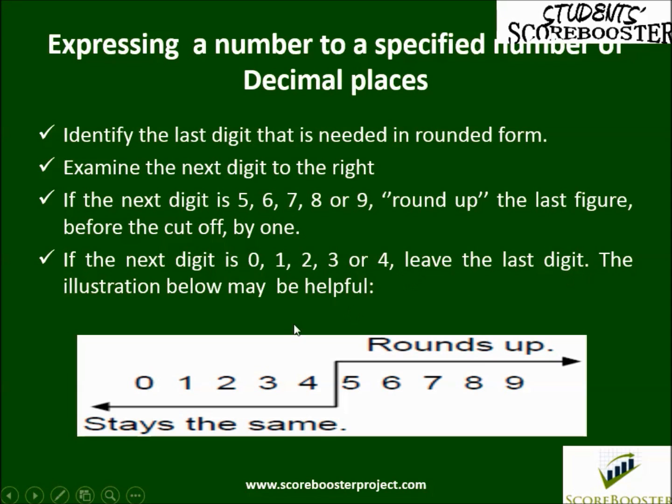The illustration below may be helpful. When you have 0, 1, 2, 3, or 4 after the last digit you need in the rounded form, you let the last digit remain the same. But if you have 5, 6, 7, 8, or 9 after the last digit, that means you increase the value of the last figure before the cutoff by 1.